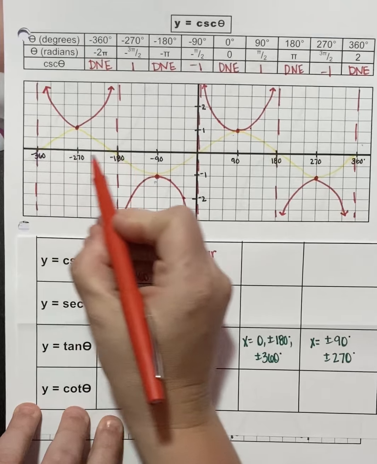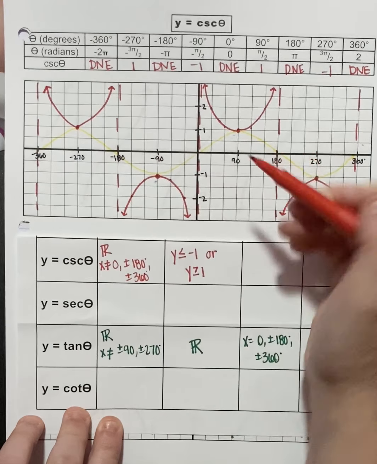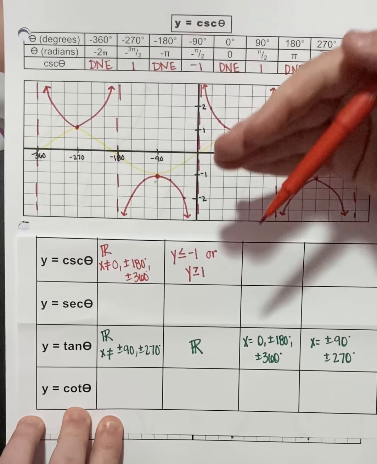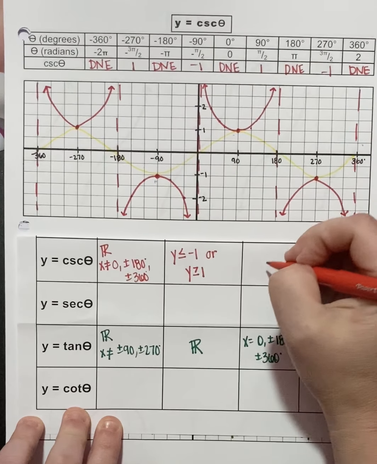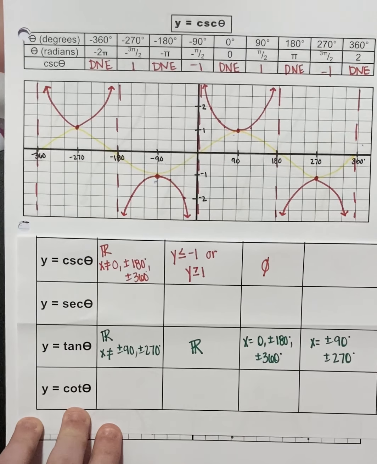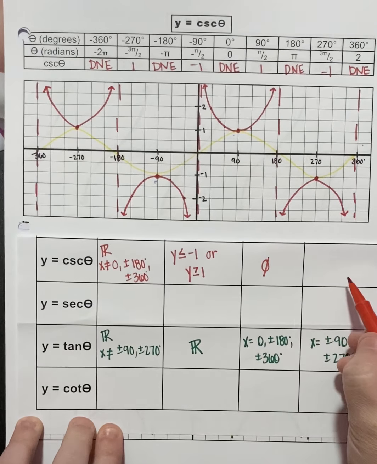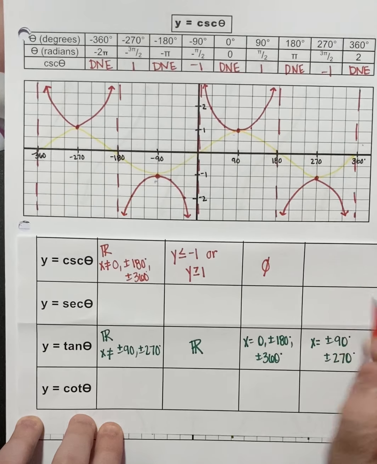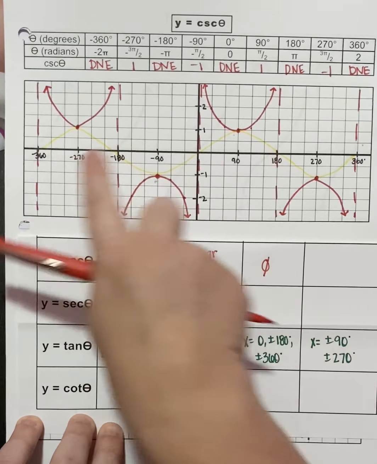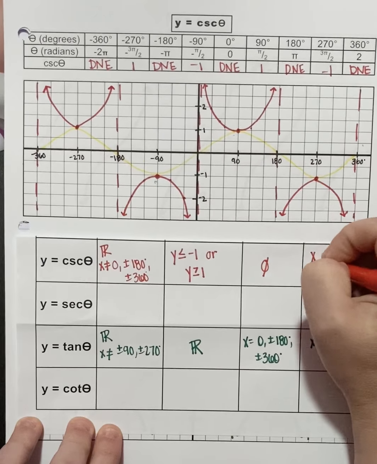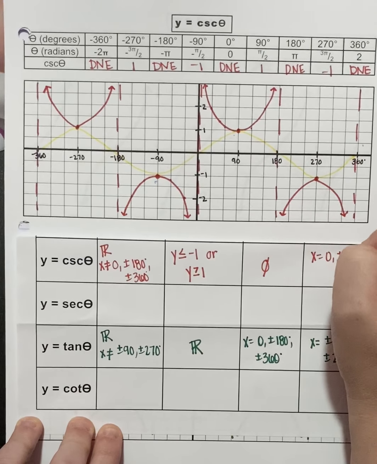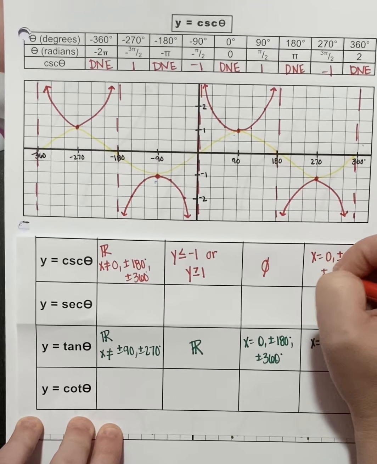All right, next thing we're doing is listing our zeros. Well, if you notice here, this never crosses the x-axis. It's all above 1 or above, or it's all below negative 1 or below. So we have no zeros for cosecant. Next thing we're going to do is list our asymptotes. We've already listed them: 0, plus or minus 90, and plus or minus 360. So x equals 0, plus or minus 90, and plus or minus 360.